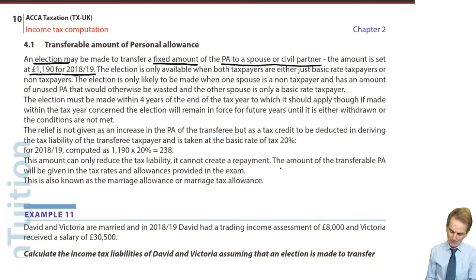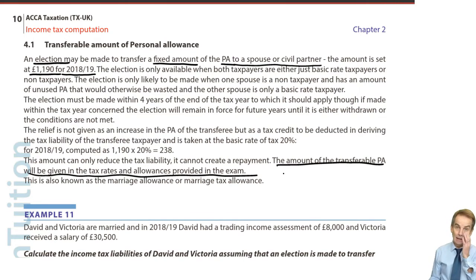Again, this amount, the amount of the transferable personal allowance, will be given in the tax rates and allowances provided in the exam. Now, hopefully, you've got your tax rates and allowances page with you, as I said earlier on in this chapter, because we're going to use it quite extensively. You'll see there that transferable amount at £1,190. What we said, though, is that there are restrictions about who can transfer to whom in terms of the level of taxpayer that they are. We can't simply transfer the unused amount. That is restricted to £1,190.